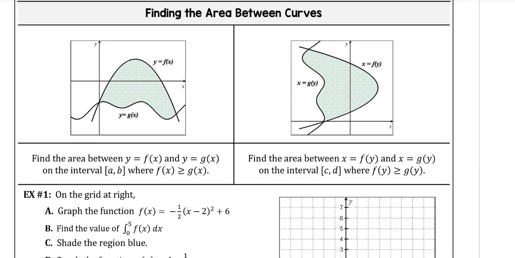As I said, one is our typical case where we have a function that is a function of x. So we have like our parabola here, and then we have some other curve. So we're looking for this shaded area here. The other one, while we can write both of these functions as functions of x, we're going to see in one of our examples that viewing them as functions of y is much easier.